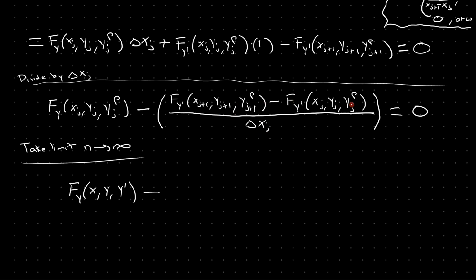But this difference right here at any point x is also going to 0, because the point x_{j+1} is getting closer and closer to the point xj. So in the limit, as n goes to infinity, this expression reduces to the normal derivative, the x derivative of the function fy prime at the point x, y, and y prime.